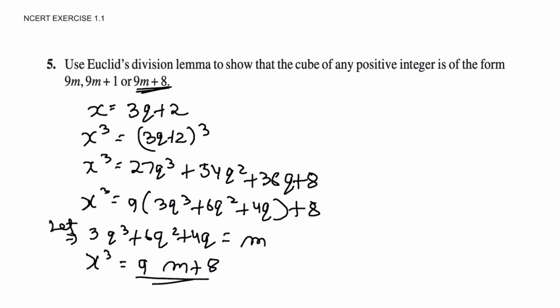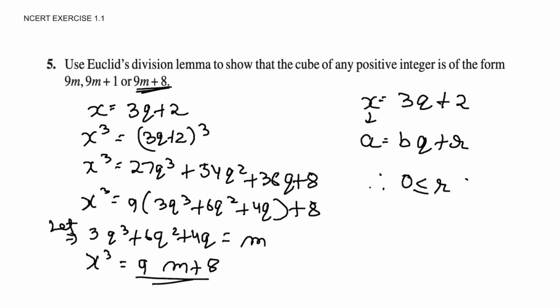Now you must be thinking, why did we only use 3q till 3q plus 2? I can also take 3q plus 3, 3q plus 4. But if you look at this statement, x is equal to 3q plus 2. This is basically in the same form as a equals bq plus r, and all of us know that r needs to be greater than or equal to 0 but less than b. So it would be less than b, and because of that we know that our b here is equal to 3. Therefore this cannot be more than 2.